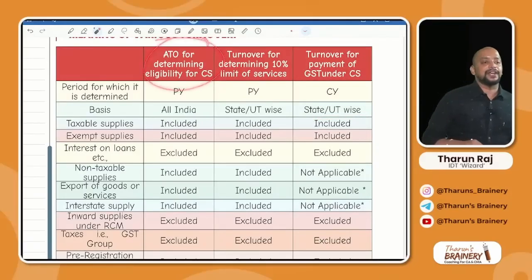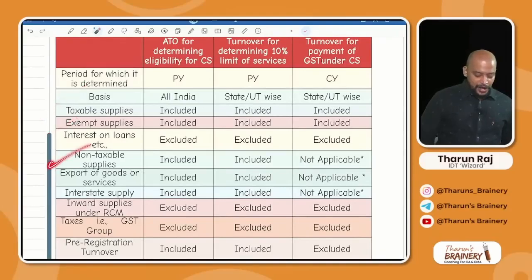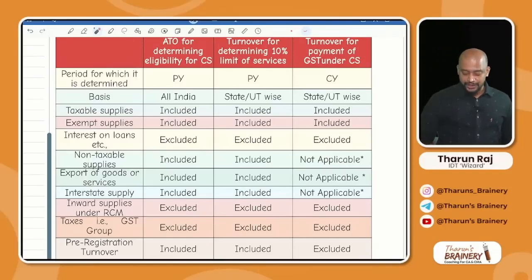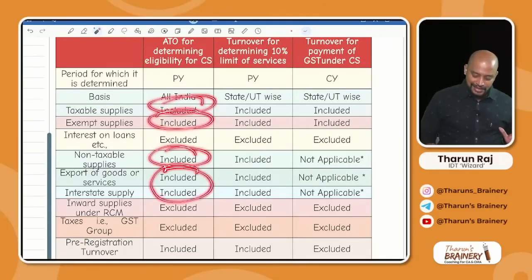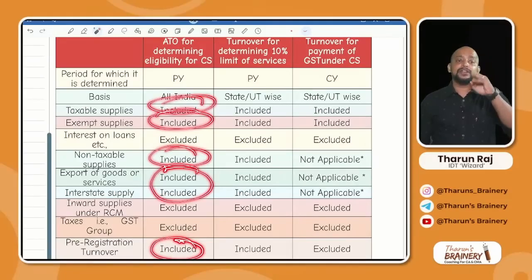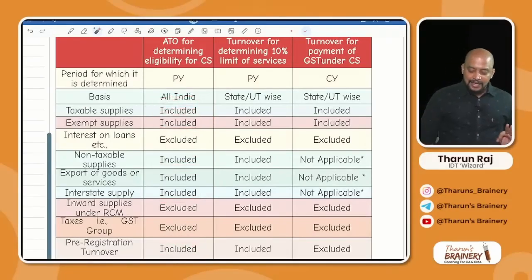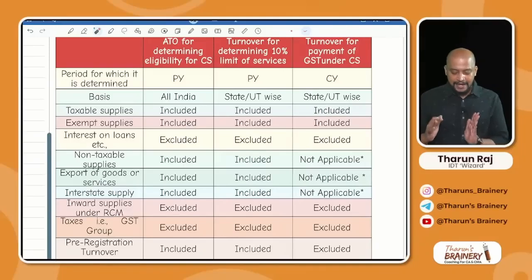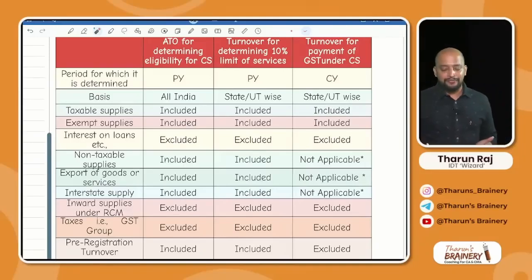Now see the meaning of aggregate turnover. What is that I told you? 5 plus and 3 minus. What are the 5 plus? Taxable, exempted, non-taxable and then zero rated supplies, and then pre-registration turnover also. 5 places. What are the 5 places? That is taxable supplies, exempted supplies, non-taxable supplies, zero rated supplies and pre-registration turnover. 3 minus. What are the 3 minus? Interest on loans, then inward supplies under RCM, and taxes. Okay. Now this is the meaning of aggregate turnover for determining the eligibility to opt for composition scheme.